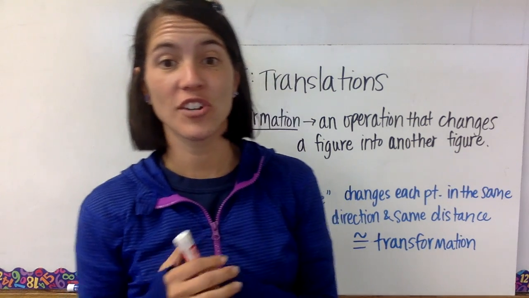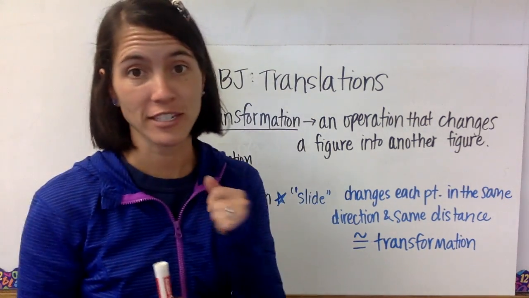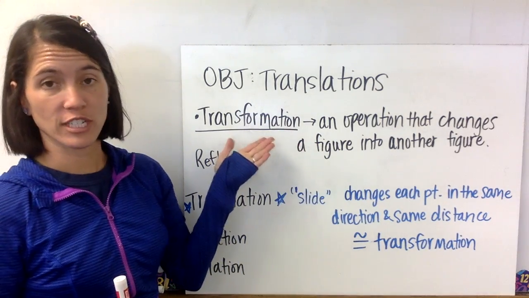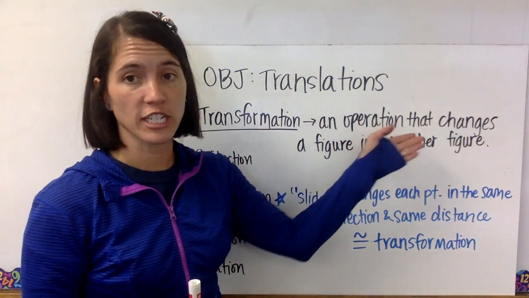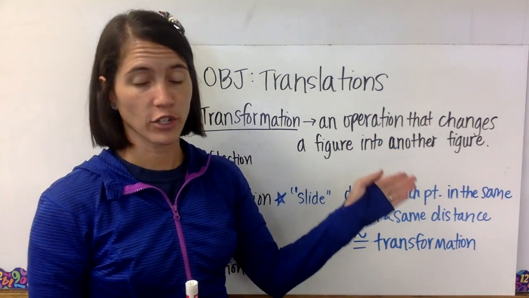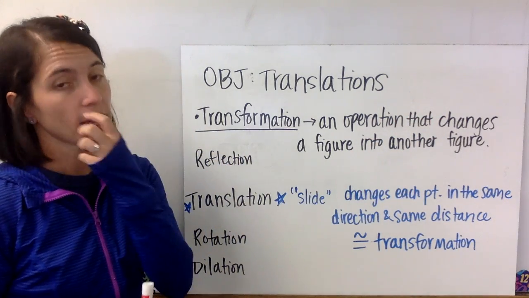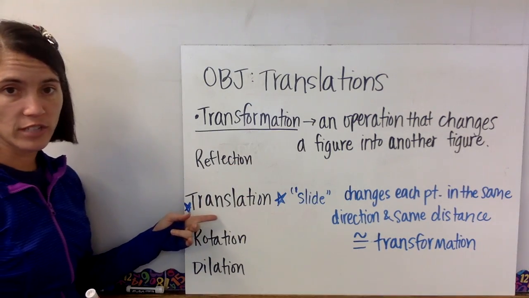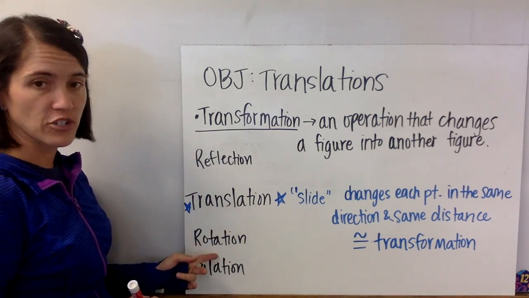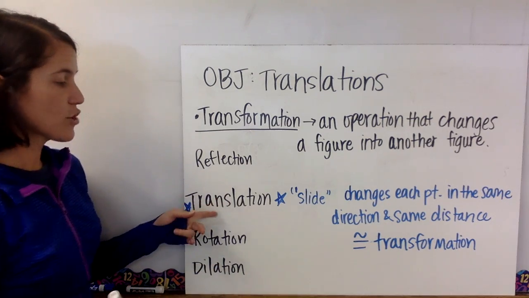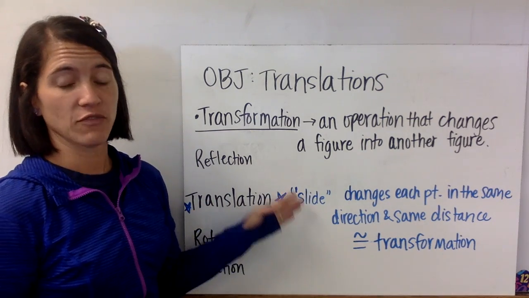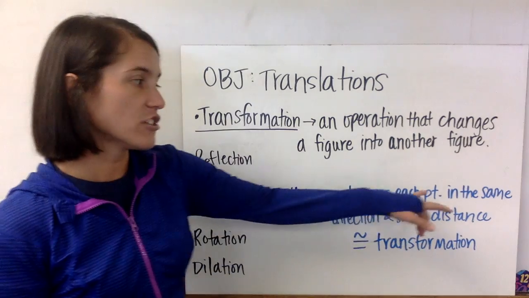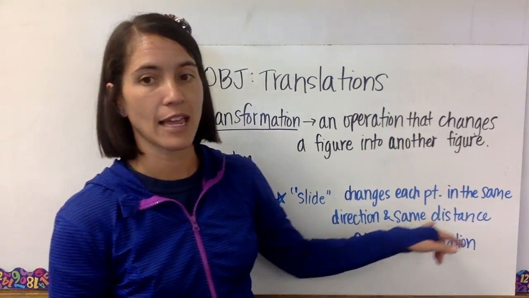Today's objective is translations. Again, we are talking about transformations. A transformation is an operation that changes a figure into another figure. The four types of transformations that we'll learn are reflection, we've already done that, translation, which we will do today, rotation, and dilation. A translation is kind of like a slide of one figure to another place. It changes each point in the same direction and the same distance.